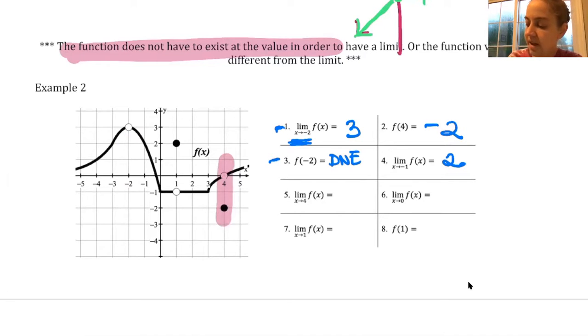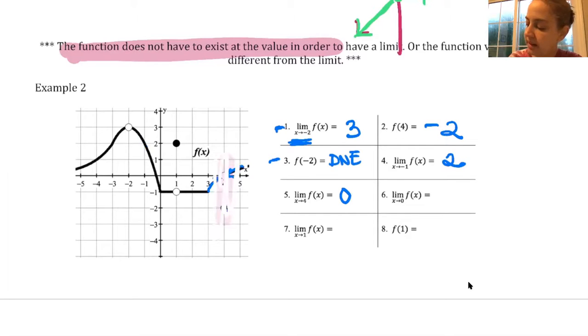The limit, you're going to follow that curve as opposed to the dot. So the limit is actually 0. The curve is up here, or the value of the function is down here. So the limit is 0. It doesn't matter where that closed circle is. The limit is 0.